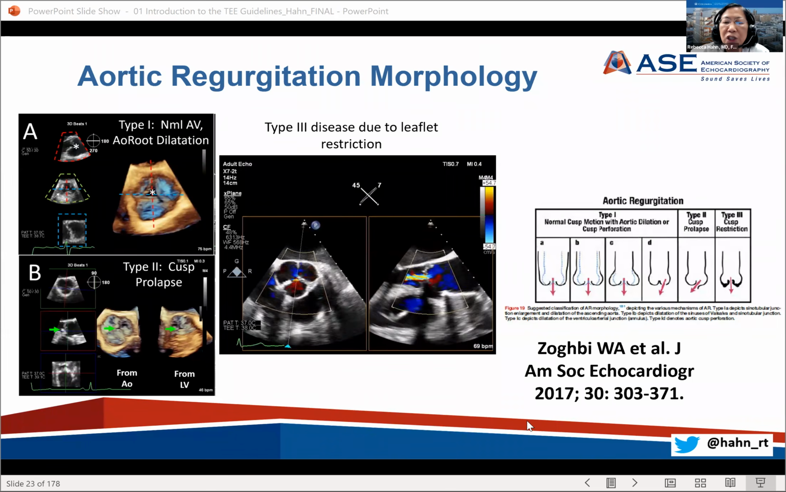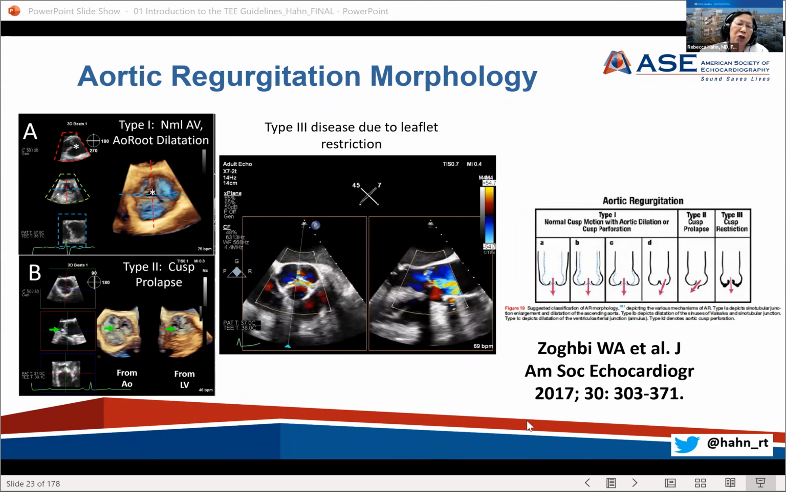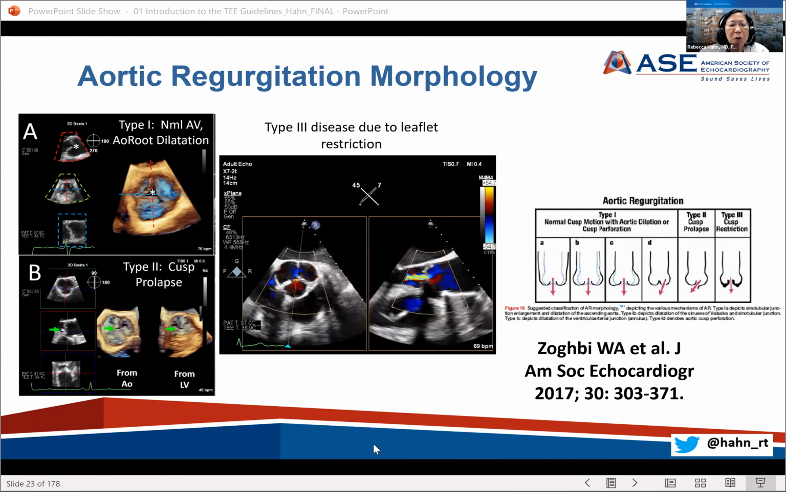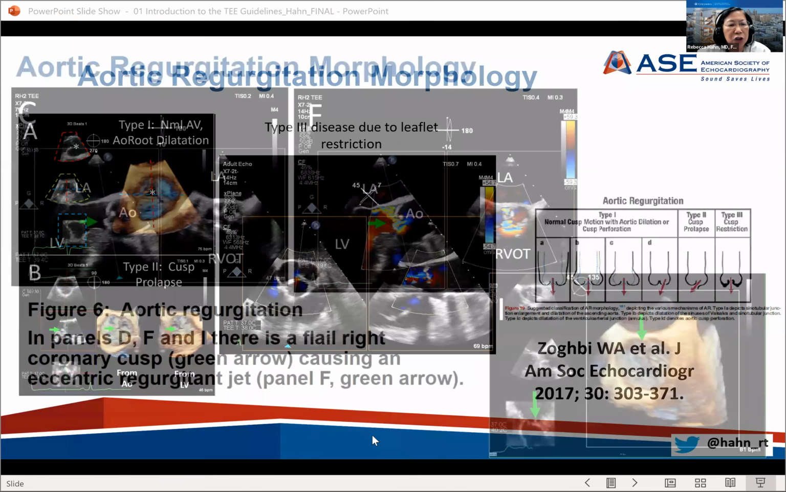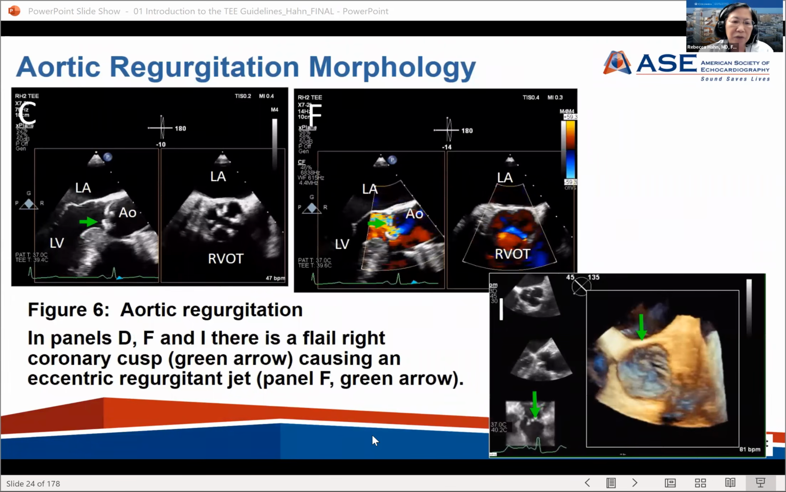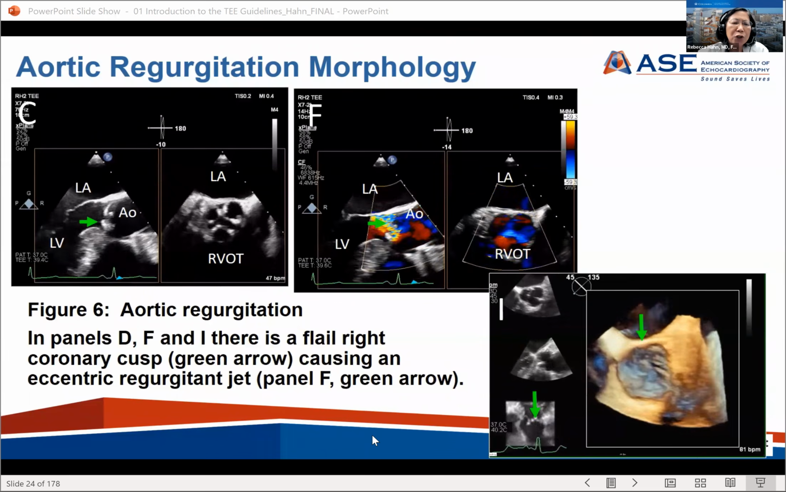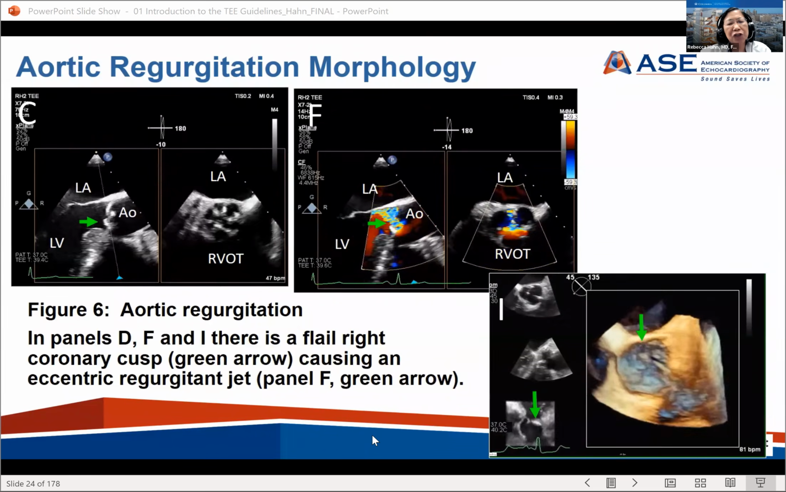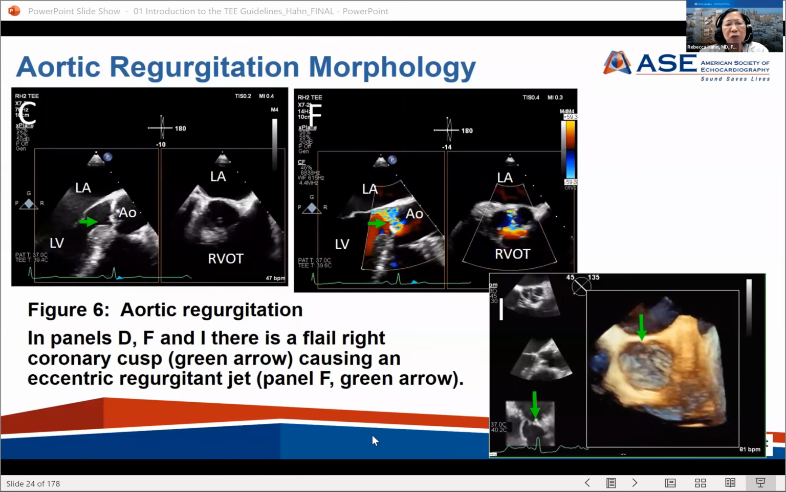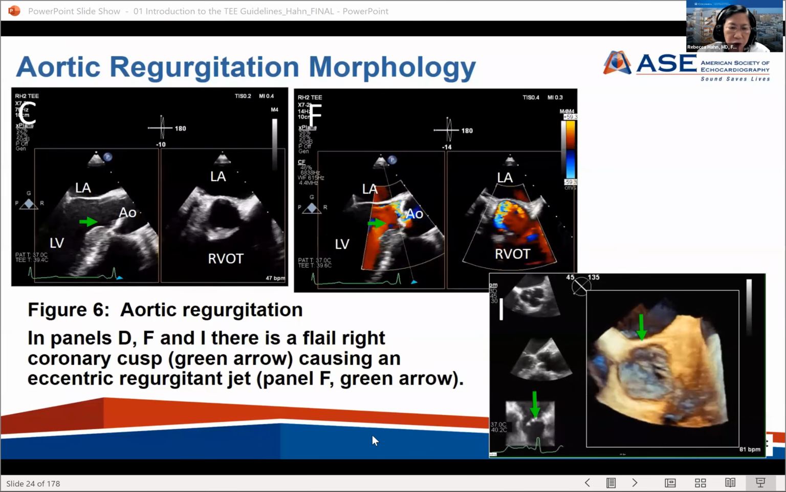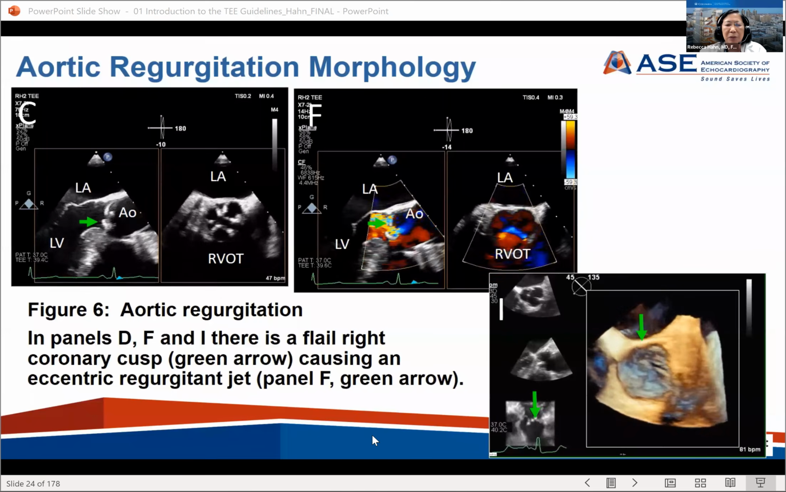And then type 2 is cusp prolapse, so excessive motion. And then type 3 is restrictive. In the case that I'm showing you right here, it's a combination of aortic regurgitation and aortic stenosis. But one of the most common etiologies of aortic regurgitation is prolapse of the leaflet. And this is indeed a prolapsing right coronary cusp. You can see in that setting there is a posteriorly directed jet because of the prolapse. So just like mitral prolapse, this is aortic leaflet prolapse.